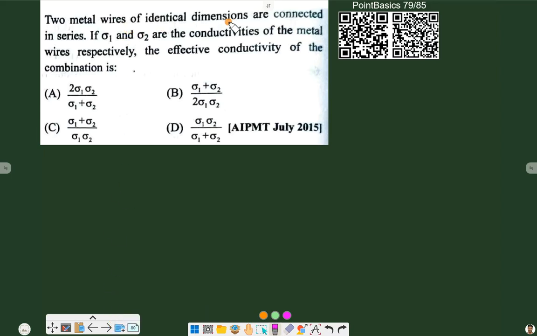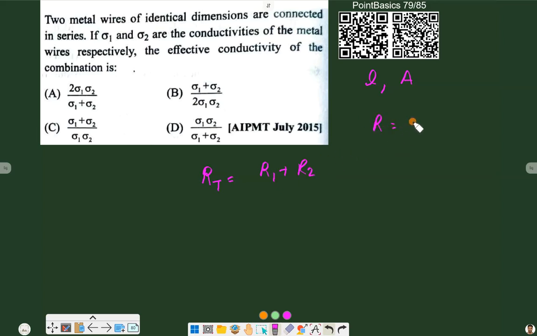Two metal wires of identical dimensions are connected in series, sigma 1 and sigma 2 being the conductivities of the metal wires respectively. Identical dimensions, so their length is the same and area is the same. We need the effective conductivity. So we can say that when we combine both of these wires in series, they will act as a single resistor. So we can say their total resistance RT is equal to R1 plus R2.